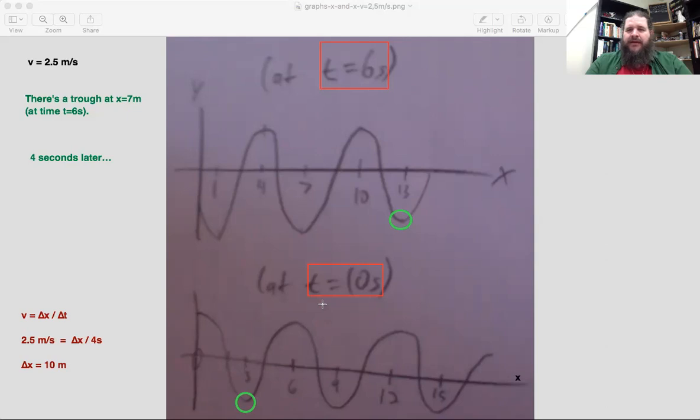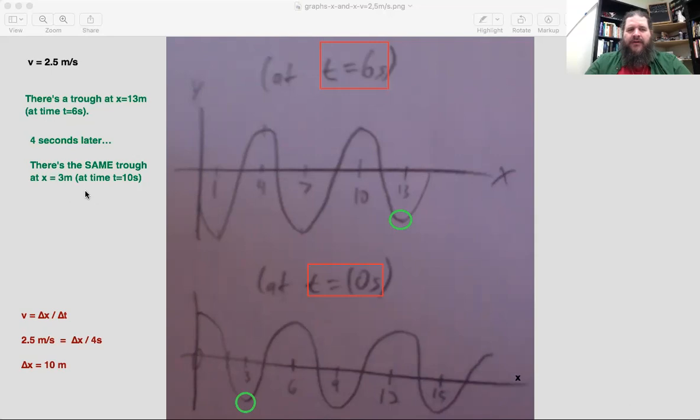So this is a way to find not exactly a point in common, because they are different coordinates, but at least the same trough on both graphs, or maybe the same crest on both graphs. For instance, maybe 10 and 0 would also work. But now that we've established the same trough on both graphs, let's write this out. 4 seconds later, there's the same trough at x equals, let me modify that one, trough at 13 meters, and the same trough at 3 meters at time t equals 10 seconds.